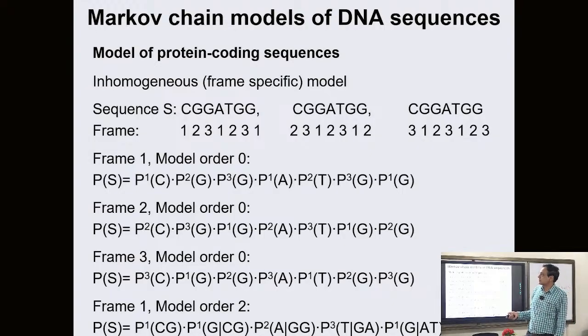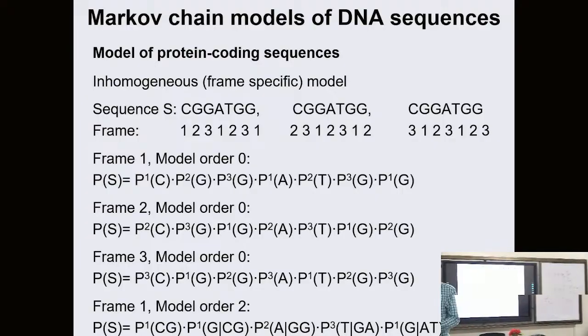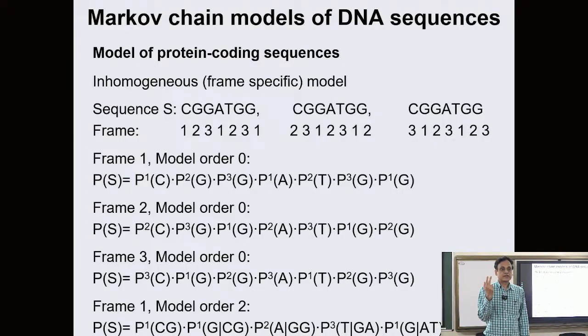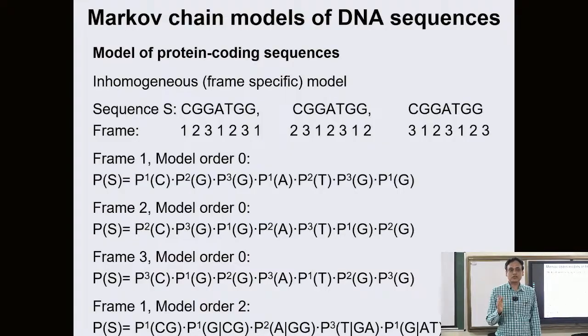And then let's consider the probability of this sequence, the frame 1 sequence, under Markov chain model of order 2. That means Markov chain model of order 2, two previous bases. So you are basically considering trinucleotides, right? Two previous and the next one, trinucleotides. Because of that reason, you have to keep track of the frame.